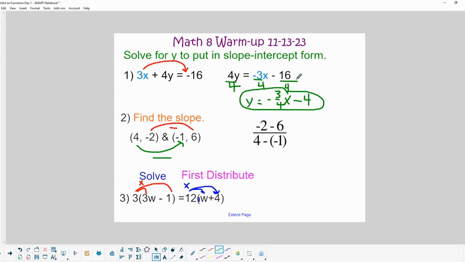And this type of an equation is going to become very important this week because we're going to use it quite a bit. The next one, find the slope. So we do y1 minus y2, so -2 minus 6, which equals -8. Then we did x1 minus x2, which is 4 minus -1, which just is a +5. So the slope of a line between those 2 points is -8/5. Pretty steep slope.